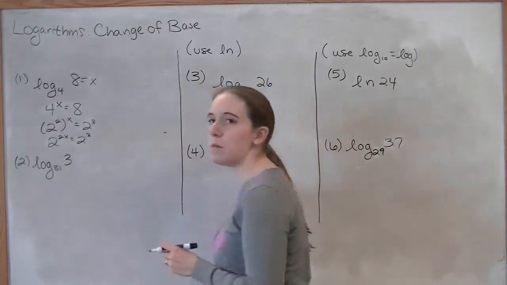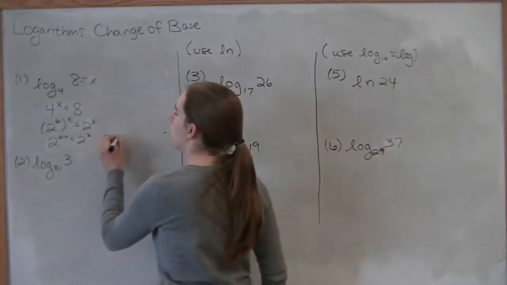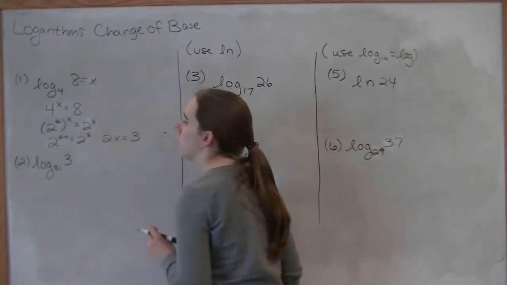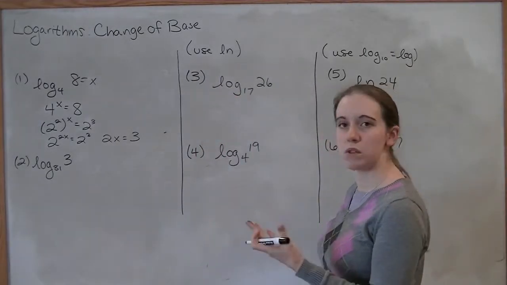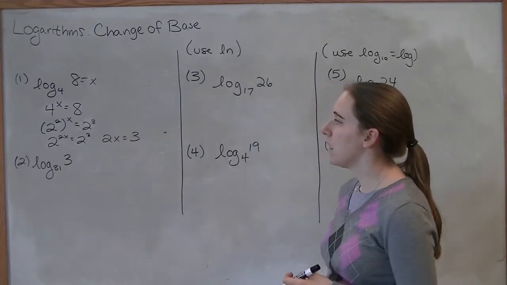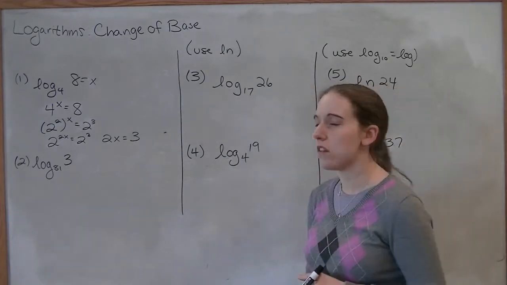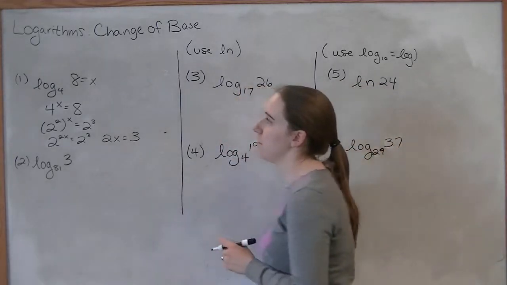If I took log base 2 of each side, what I would end up with is just 2x is equal to 3. Since I'd end up with 2x times log base 2 of 2, which is 1, and 3 times log base 2 of 2, from my algebraic properties of logarithms. So I would end up getting that x is equal to 3/2.